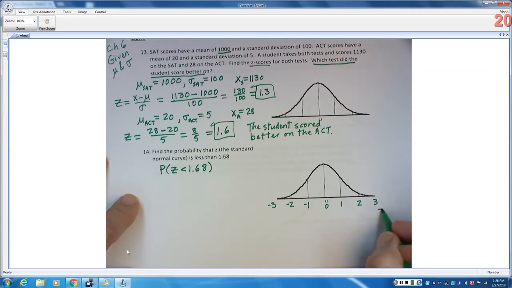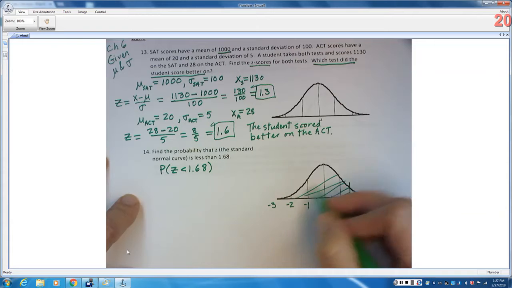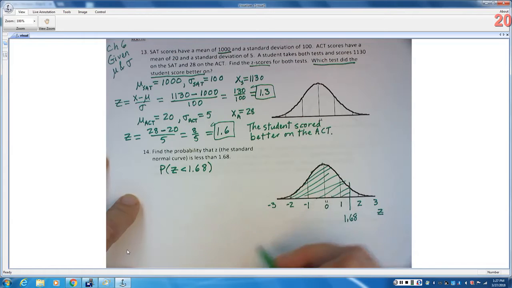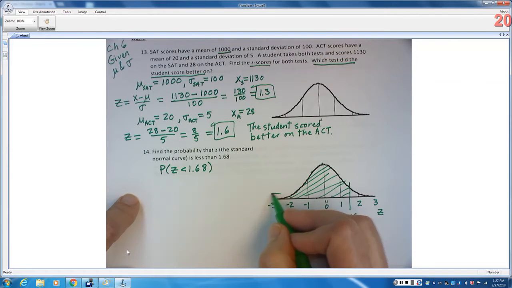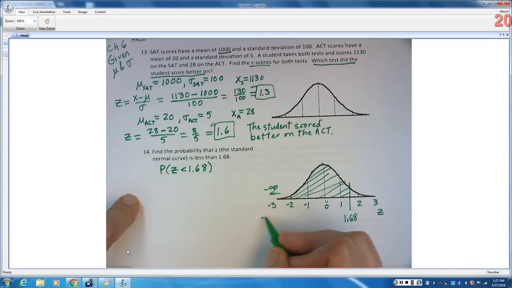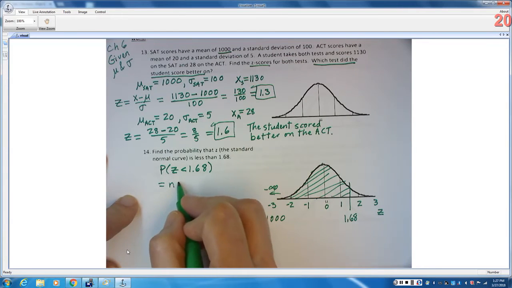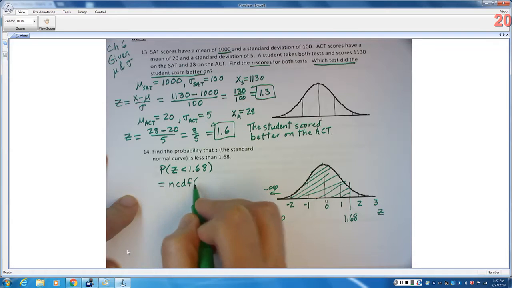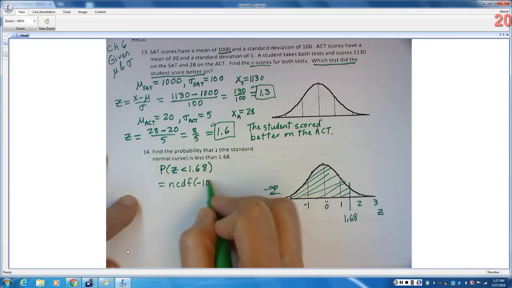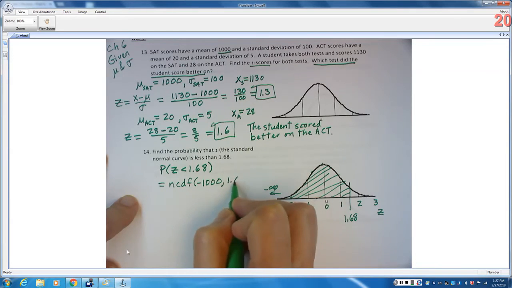This is Z less than 1.68, so it would be here, 1.68. This is labeling, this is shading. You shade to the left, because it's less than. You're going to go from negative 1,000 to 1.68. So that's normal CDF, negative 1,000 to 1.68.